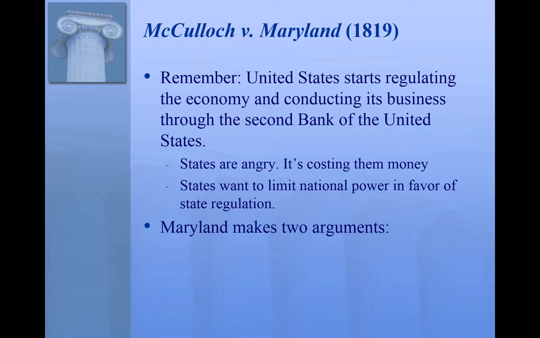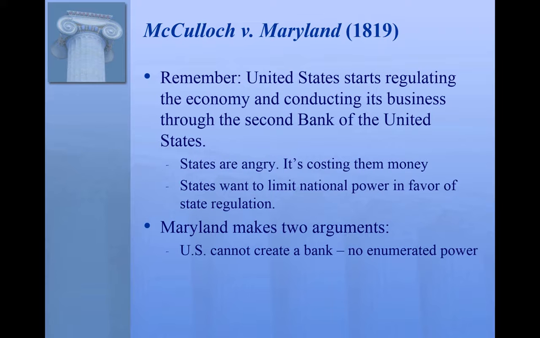So when this case arrives at the Supreme Court of the United States, coming directly from the Supreme Court of the state of Maryland, Maryland makes two arguments, and these arguments are related to the two issues we're going to define in just a moment. The first thing Maryland says is that the United States cannot create a bank because there is no power that enumerates the power to create a bank. There's nothing in Article 1 that says explicitly or expressly the United States government can make a bank.